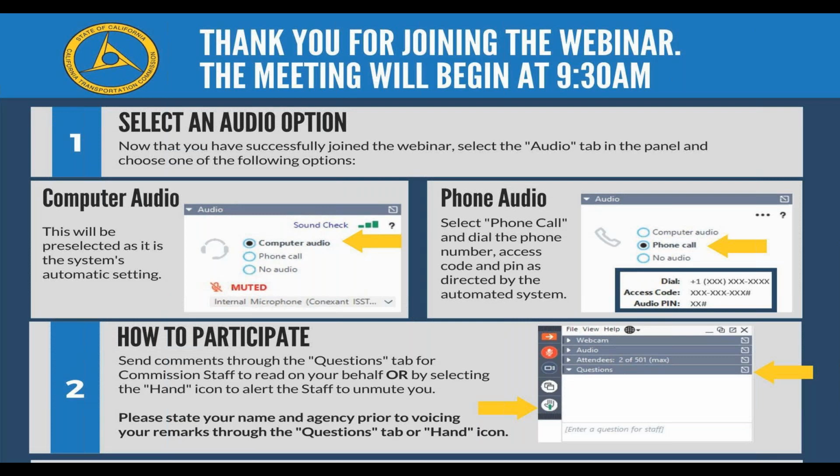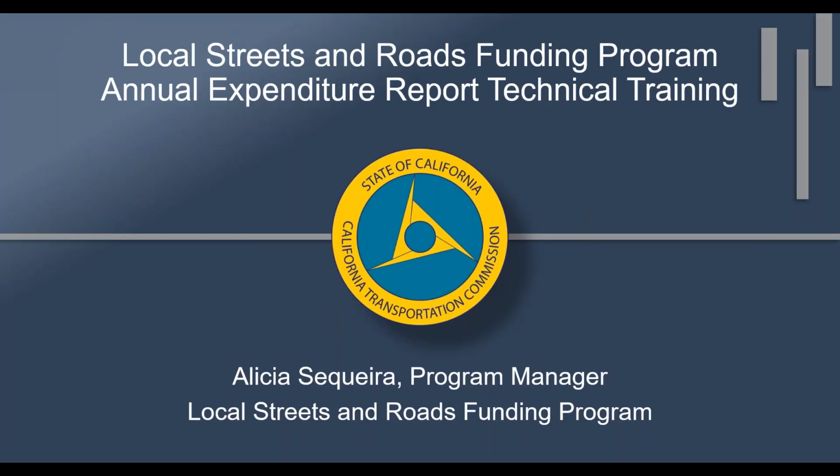All right, folks, we're going to go ahead and get started. As a reminder, this is the session for the local streets and roads expenditure report technical training. My name is Alicia Sequeira. I am with the California Transportation Commission, and I am the program manager for this particular program here at the CTC. I am joined with our local streets and roads staff, Celeste Estevez, Cherry Zamora, and Zach Taylor, who is assisting for today, and Leon Bachian.